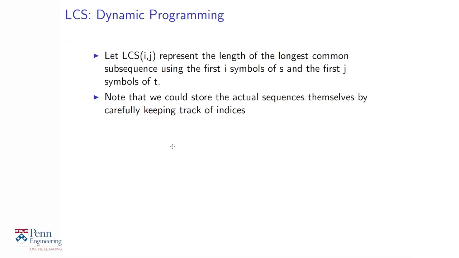So with that understanding and that top-level question, let's set up some notation. Let LCS(i,j) represent the length of the longest common subsequence using the first i symbols of S. S, remember, is the first string we are given, and the first j symbols of the second string T. So we're just going to let LCS(i,j) be the length of the common subsequence between these pieces. So between what and what? The first i symbols of S means the string S1, S2, up to Si, and the string T1, T2, up to Tj.